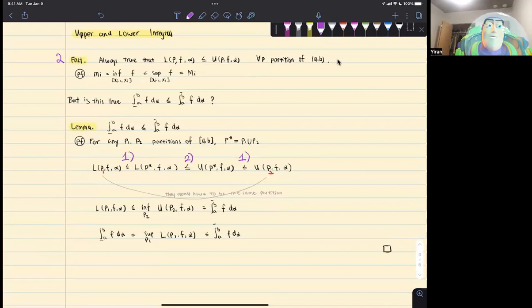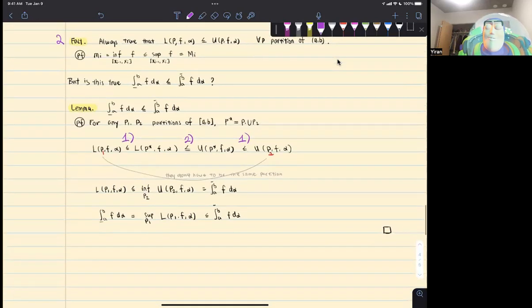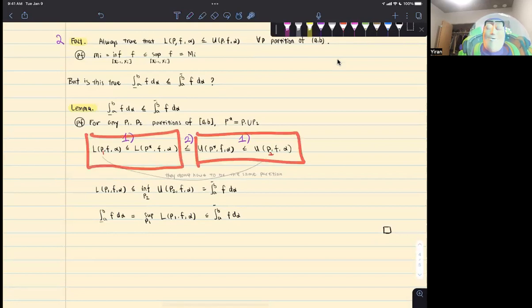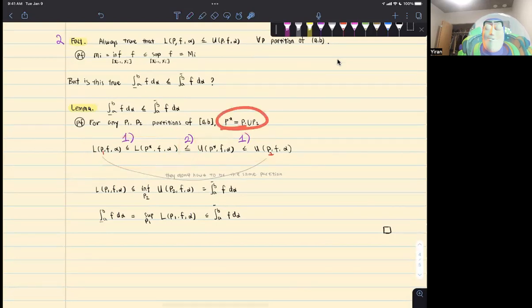Fact 1 is talking about comparing the lower sum with a lower sum with a refined partition, and the upper sum with the upper sum with refined partition. And fact 2 is more about comparing lower sum and upper sum for any partition. Okay, so that is our inequality, and at the end we obtain, because this holds for any P1, this holds for any P2, as long as this is the relationship.